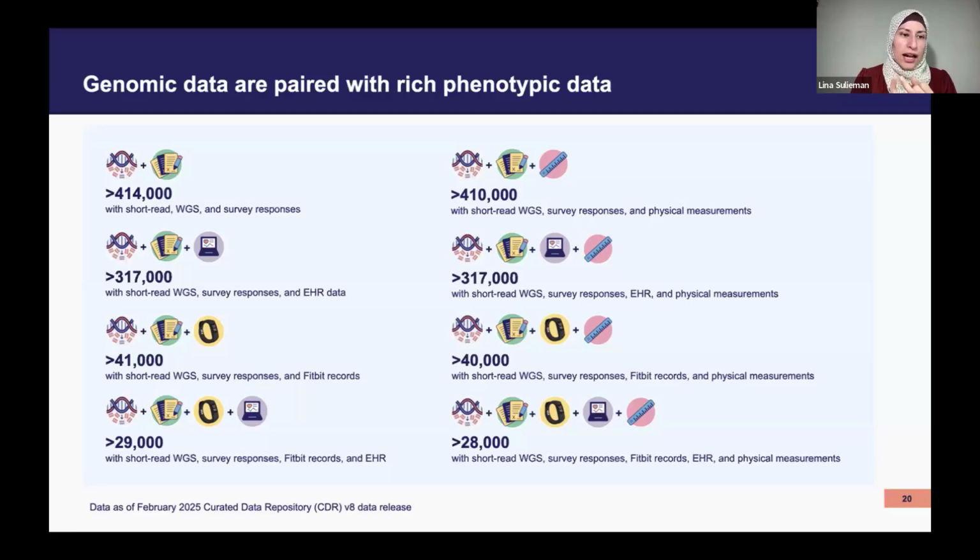For participants who have survey and genomic data, we have more than 414,000 participants. If we want to look at participants who have EHR, surveys, and genomic data, we have around 317,000. For the intersection between surveys, genomics, and Fitbit data, we have more than 41,000 participants. And if we look at five different types, genomics, survey, Fitbit data, EHR, and physical measurements, the number drops, but we still have 28,000 participants, which is a substantial number.